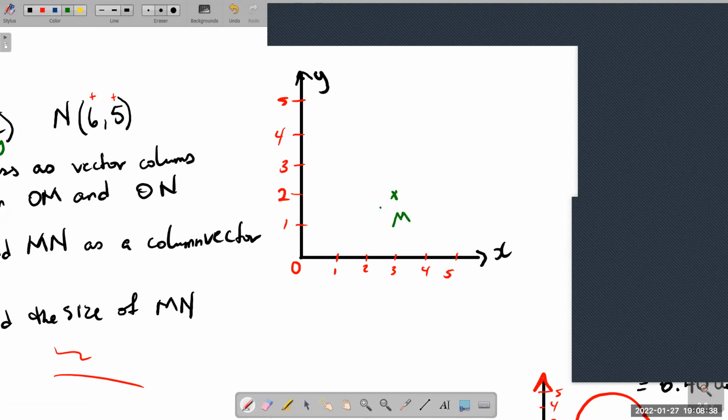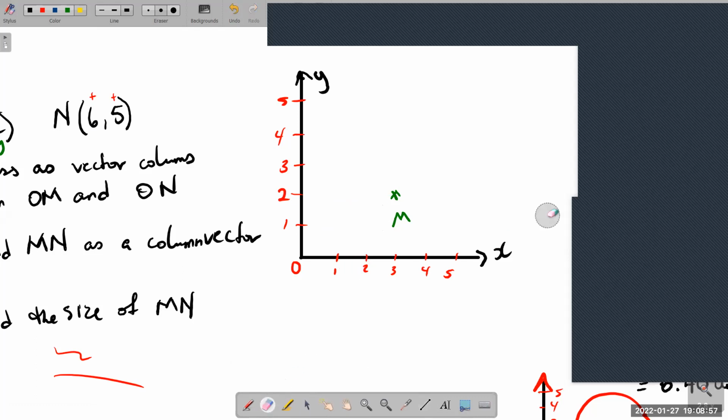Is that looking like it? 3, 2, come across 3, go up 2. It's looking like it's in line. Let's back check quickly. So I went across 2, come down 3. So everybody see how I get my point M?